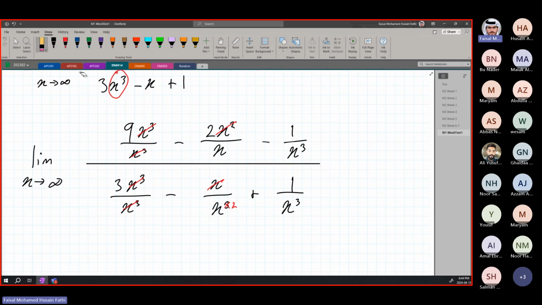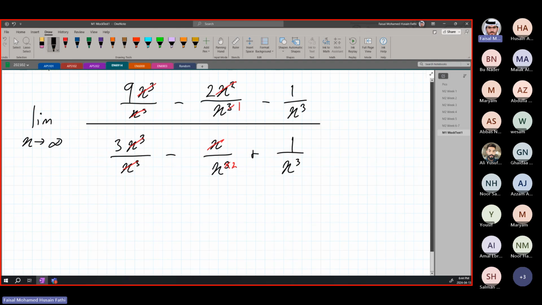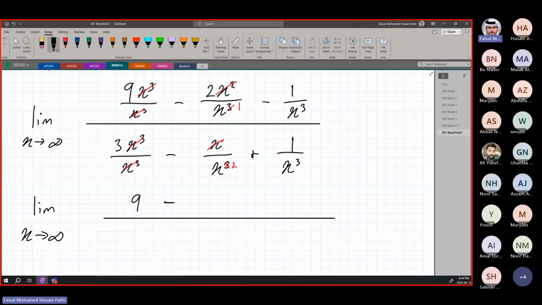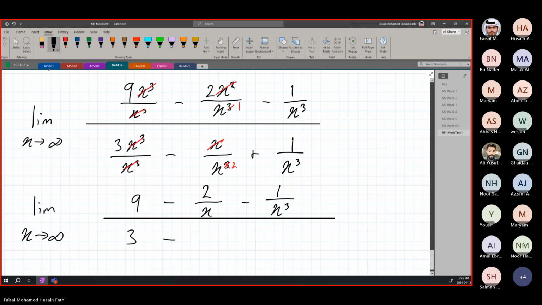Okay, again, this is to the power of 3. When it's cancelled, it's going to remain as 1. And the last one, we're just going to keep it the way it is. So if we rewrite this again, limit as x goes to infinity, 9 at the top, we have 9 minus 2 over x minus 1 over x cubed. Below we have 3 minus 1.